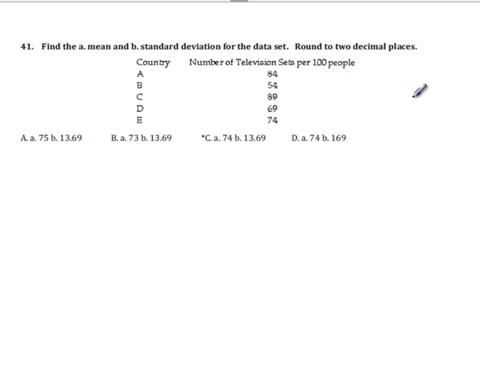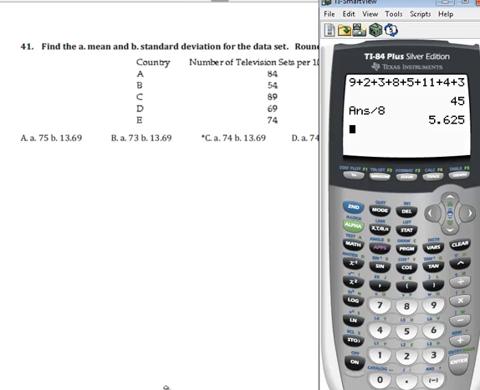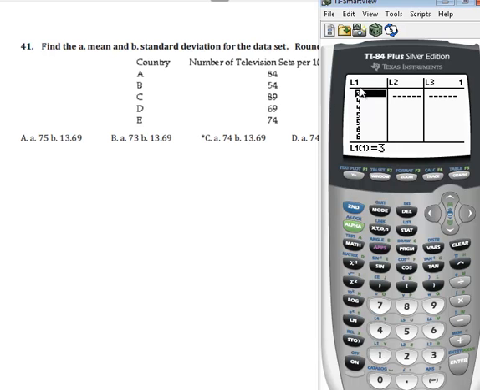Item number 41. Find the mean and the standard deviation for the data set and round to 2 decimal places. So I'm going to do this on the calculator, even though we could do it by hand, and we'll talk about how to do it by hand. And I'm going to do this by entering in my lists these values. So if I clear my list, be careful, don't hit delete, hit clear. I can enter my items: 84, 54, 89, 69, 74.